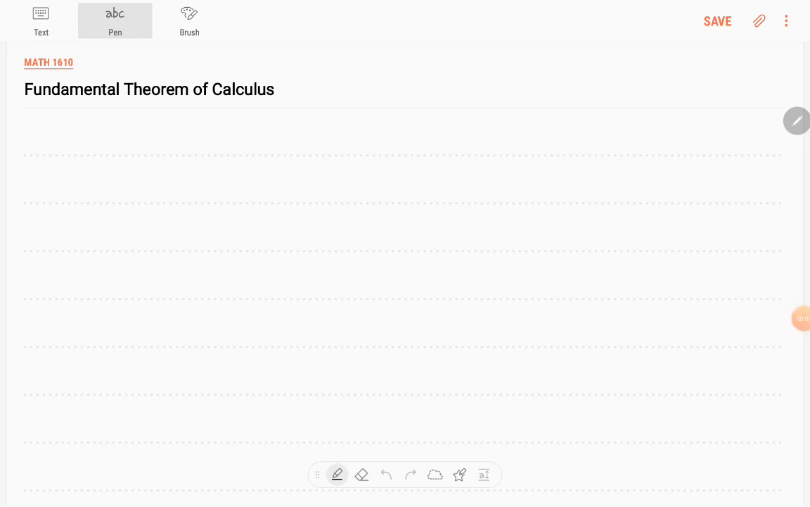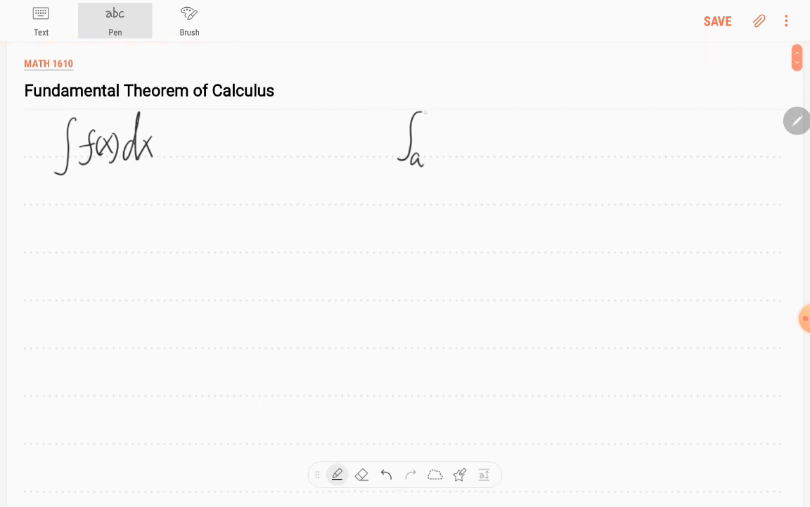So far, we have learned the indefinite integral, which is the integral of f of x times dx. And we also have learned the definite integral, which is the integral from a to b of f of x dx. And they are totally different things.